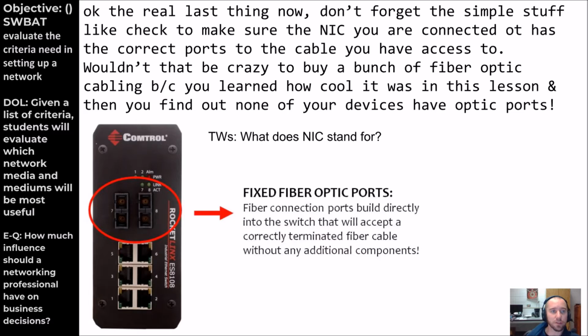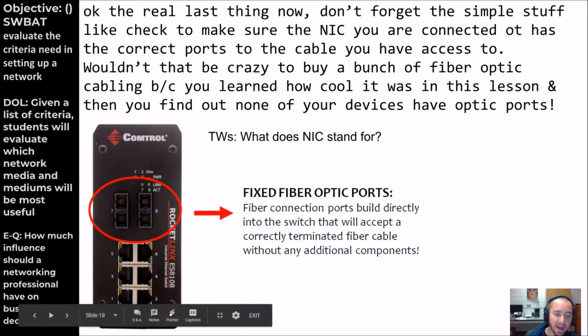Now don't forget the simple stuff, like check to make sure the NIC you are connected to has the correct ports to the cable that you have bought for it. Wouldn't that be crazy, to buy a bunch of fiber optic cabling because you learned how cool it was in this lesson, then just to find out that your devices don't have fiber optic ports like this. They may only have the Ethernet or Cat 6 cable or Cat 5 cable ports right there.